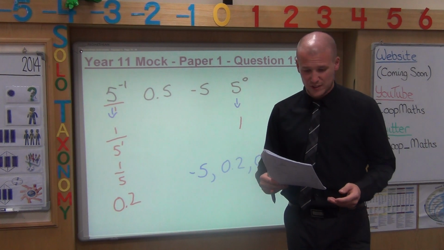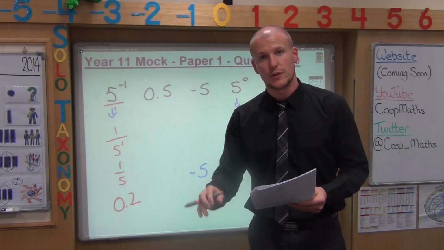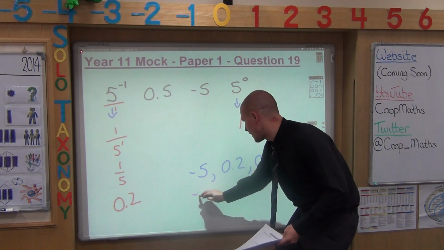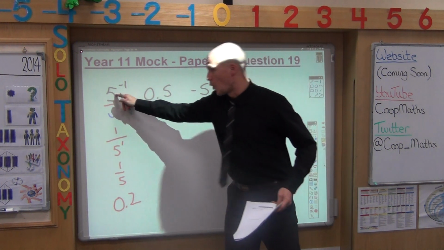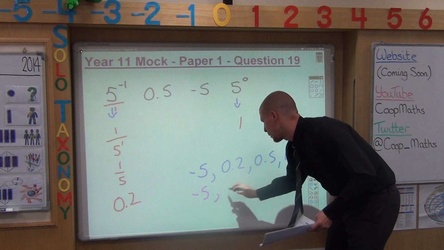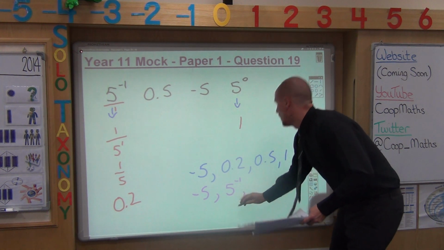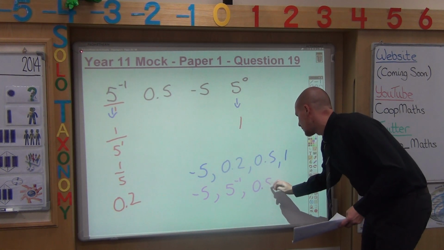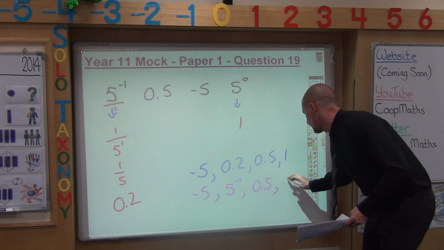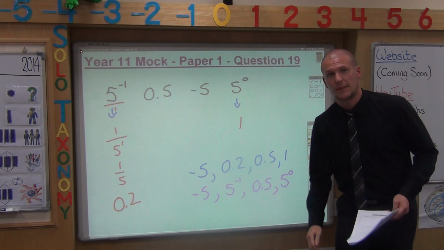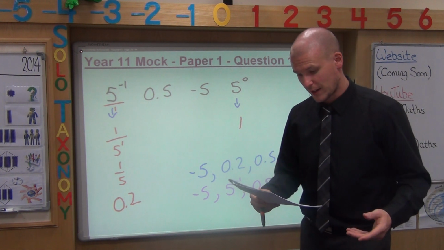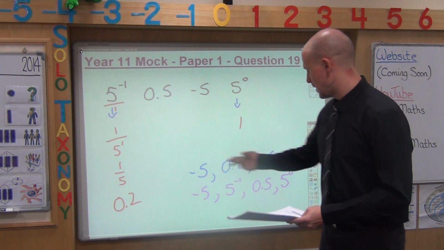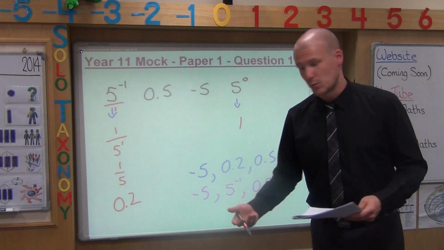And a finishing touch to it would be to write the originals in the order. So minus 5 was minus 5, nothing changed there. 0.2 was that, so I'm going to put 5 to the power minus 1 next. 0.5 is just 0.5, and 5 to the power 0 is your 1. You're not going to lose any marks for not taking that extra step, but technically that's answering the question, writing those 4 numbers that you started with in order of size, starting with the smallest number.